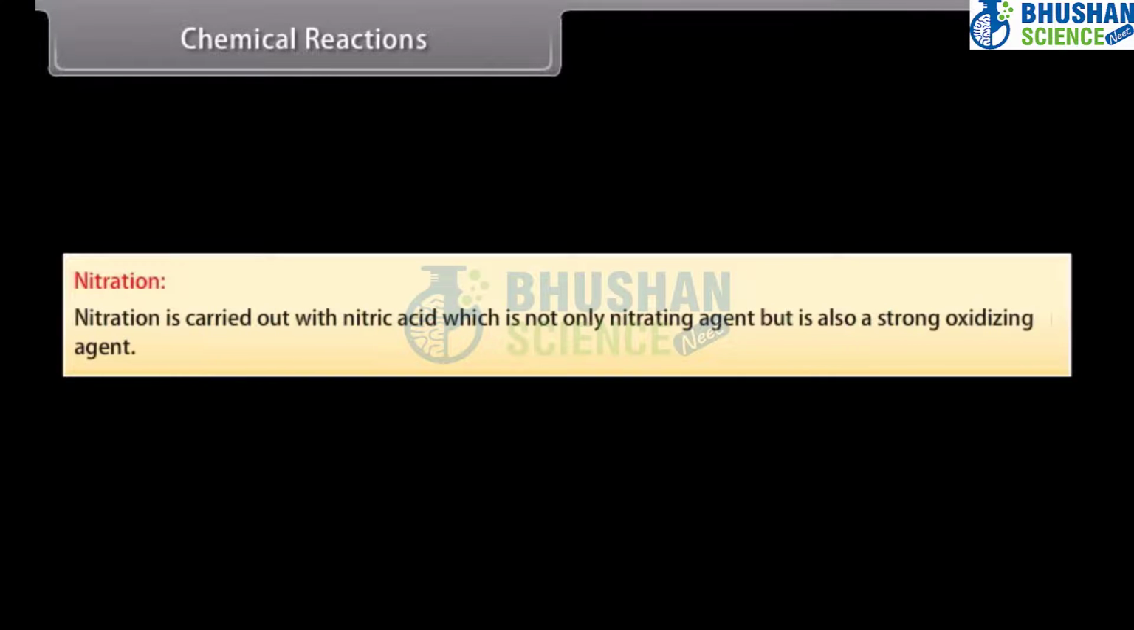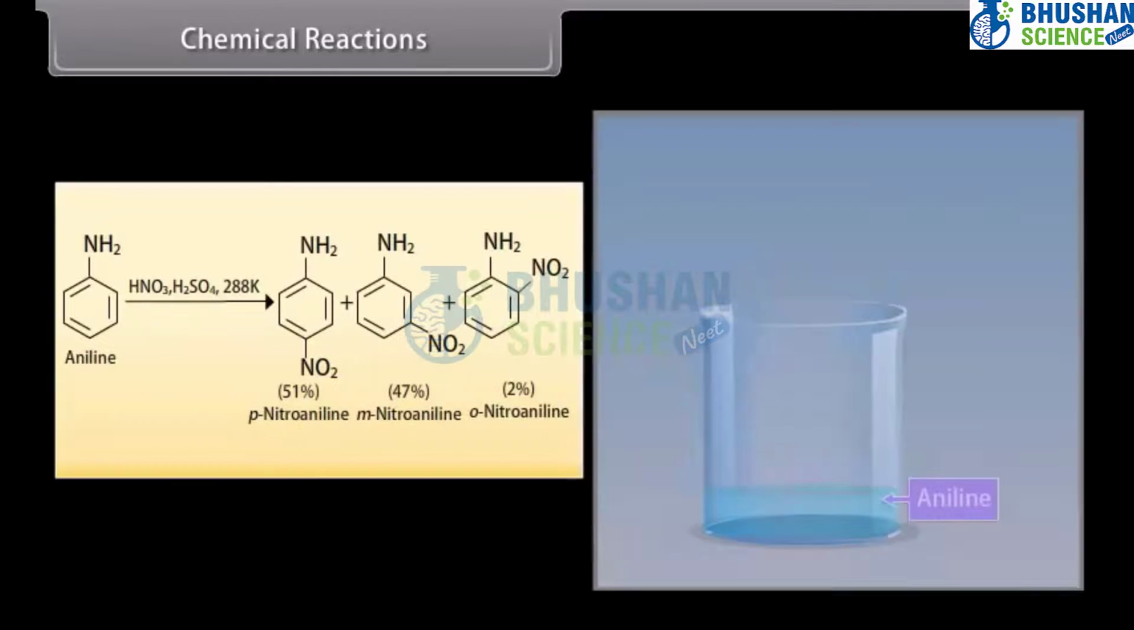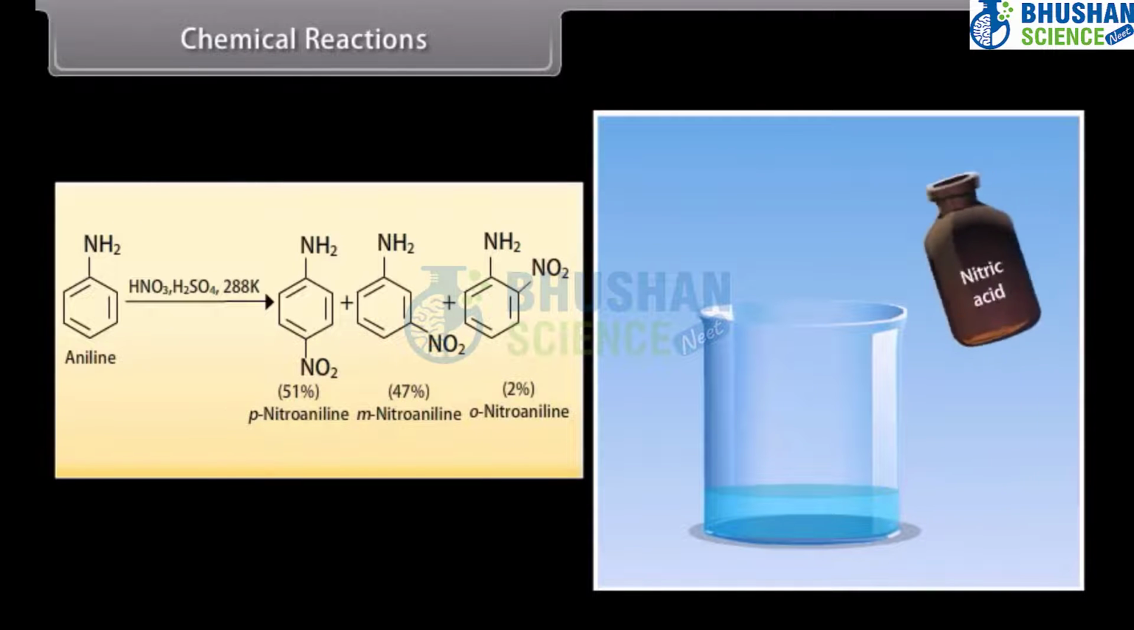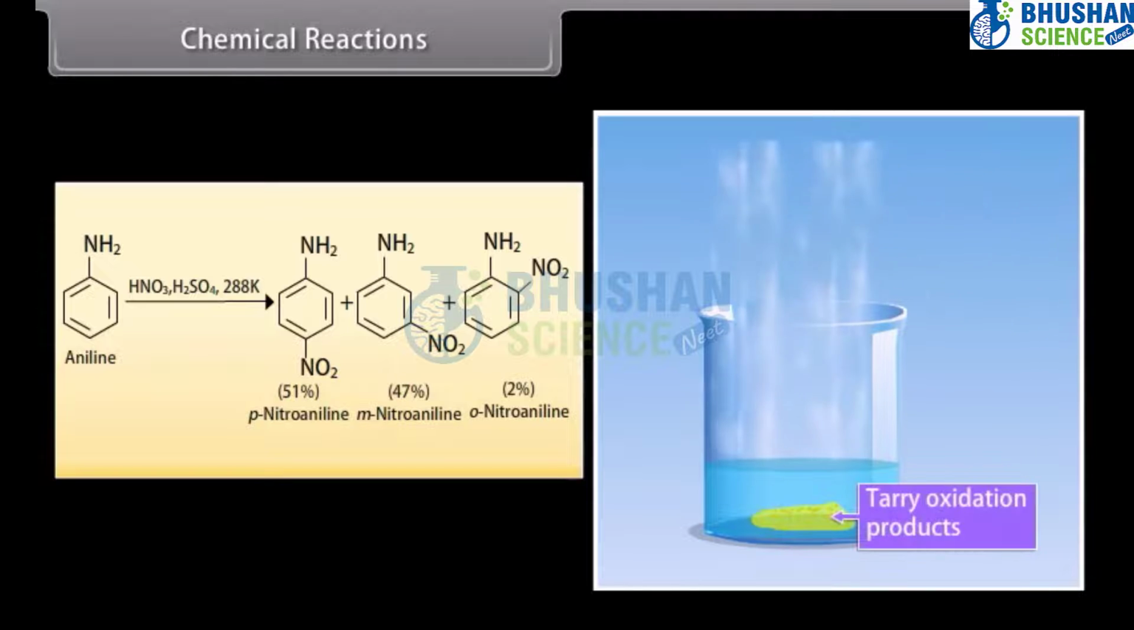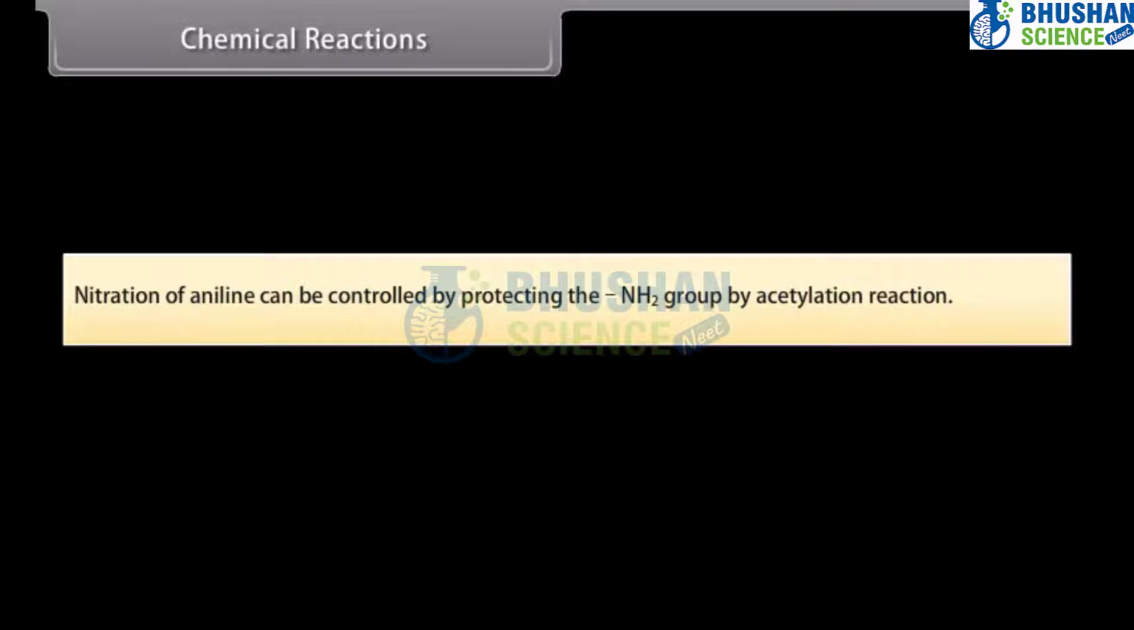Nitration. Nitration is carried out with nitric acid, which is not only a nitrating agent but also a strong oxidizing agent. Therefore, direct treatment of aniline with nitric acid leads to oxidation of the highly activated benzene ring, resulting in the formation of complex tarry oxidation products. Nitration of aniline can be controlled by protecting the NH2 group by an acetylation reaction.